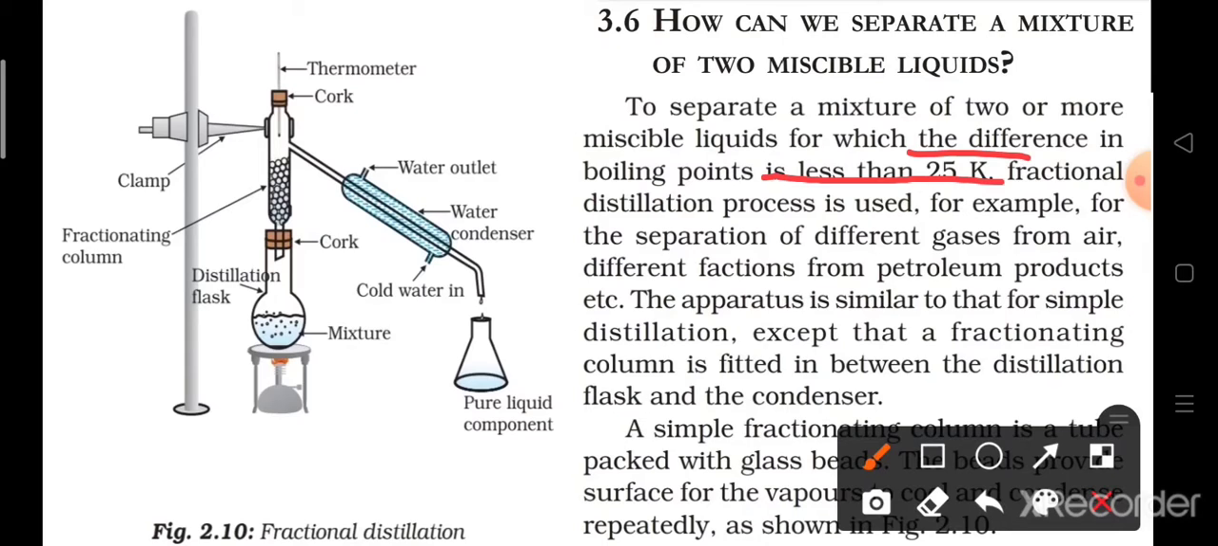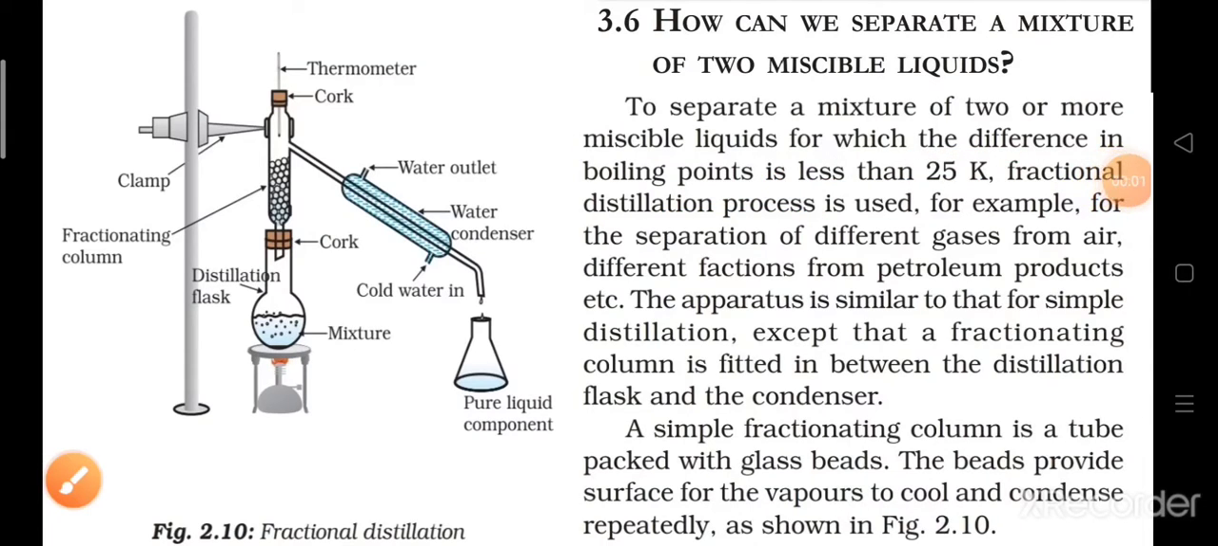In the previous video we discussed the separation of two miscible liquids whose boiling point difference is more than 25 degrees Celsius. Now here we are discussing a boiling temperature difference of less than 25. So we use the fractional distillation process instead of the distillation process.